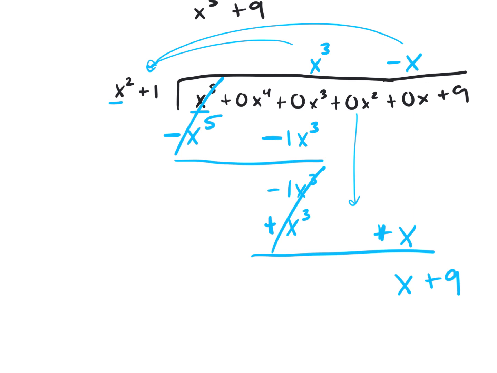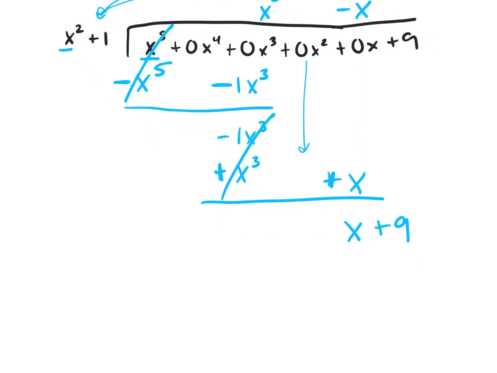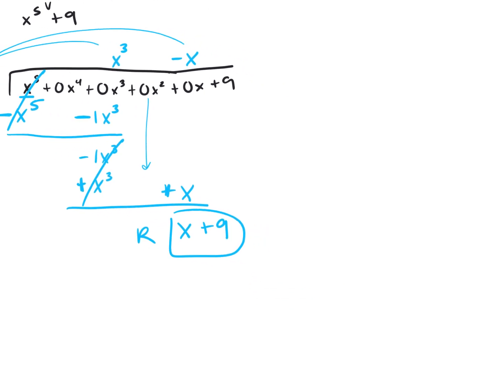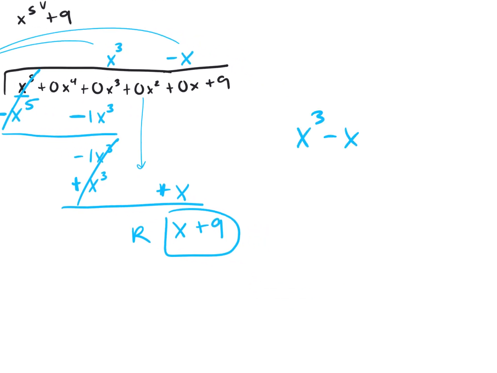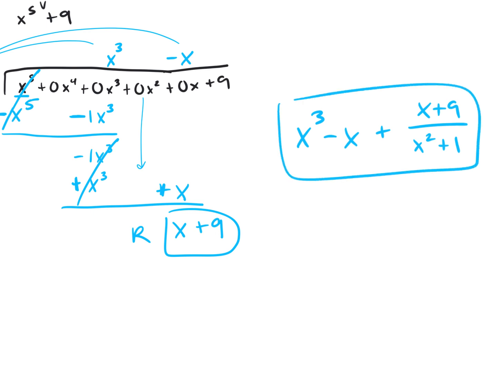Awesome. X plus 9 is our remainder. So we write our remainder as a fraction. So I have x cubed minus x, and then plus x plus 9 over what I divided into it, so my divisor, x squared plus 1. So that would be our answer.